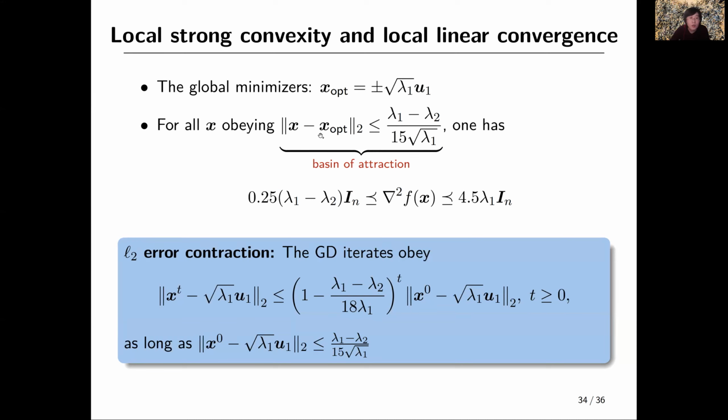And this local neighborhood is often called the basin of attraction in the literature, which means once your iterates land in this basin, they will basically converge linearly to the global optimizer, and you will never jump out of this basin of attraction.